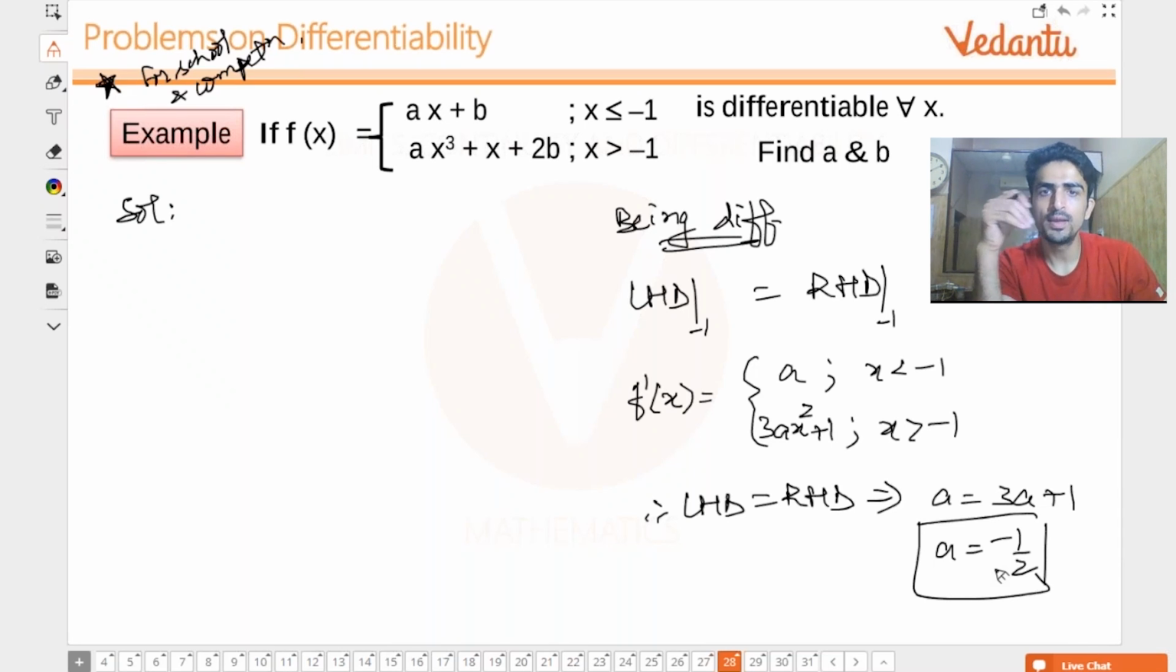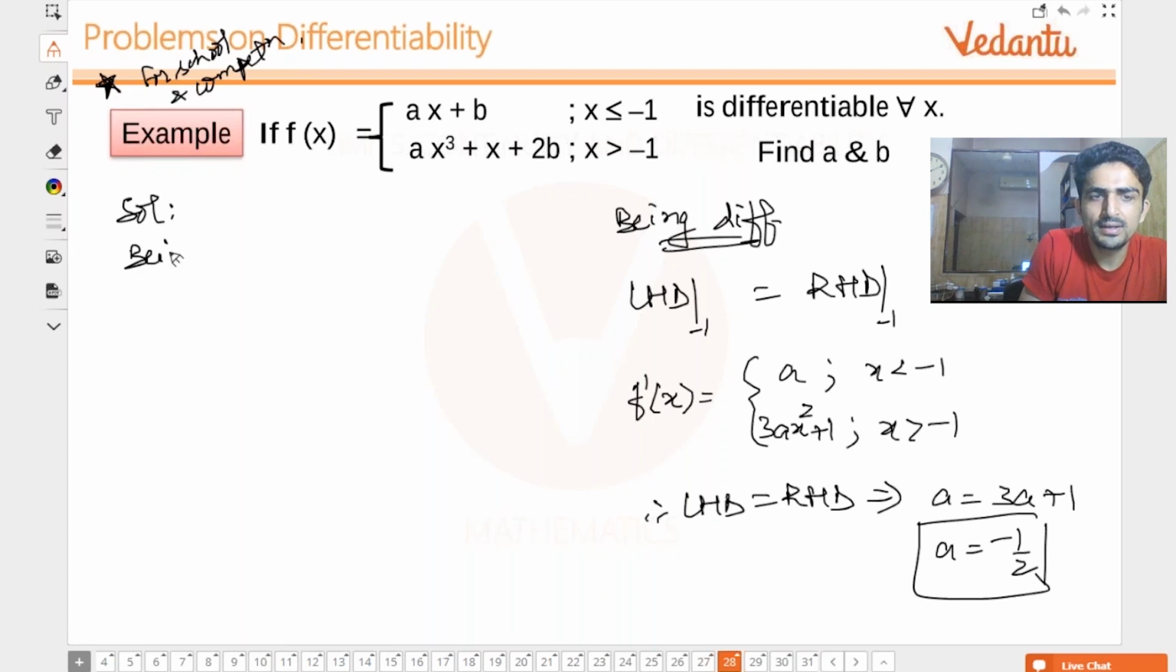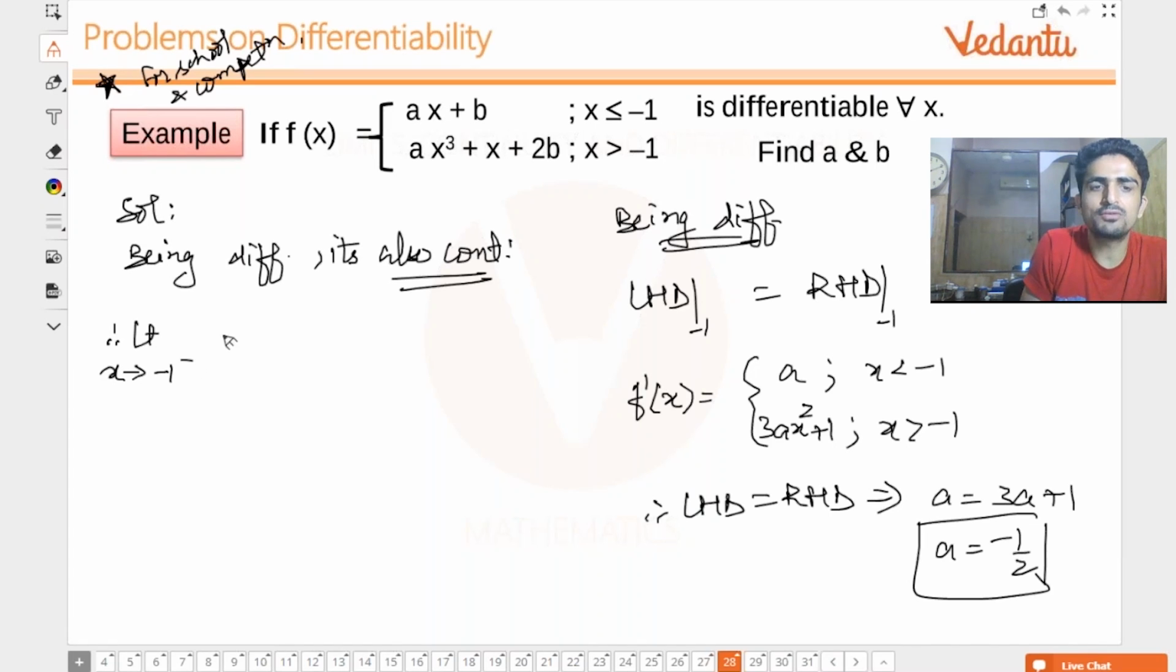Very good. But we only got a. What about b? We used the complete definition of differentiability, but we got only a. We didn't get b. And that is where the importance of this question comes into the picture. Being differentiable, it's also continuous. So you also have to use continuity. Therefore, the left hand limit at minus 1 will be equal to the right hand limit at minus 1.